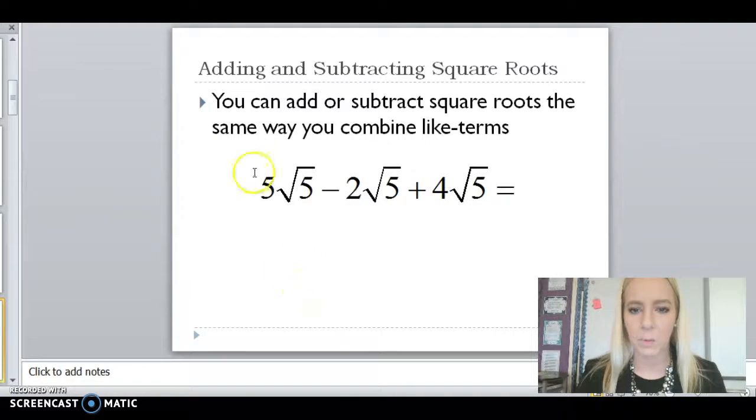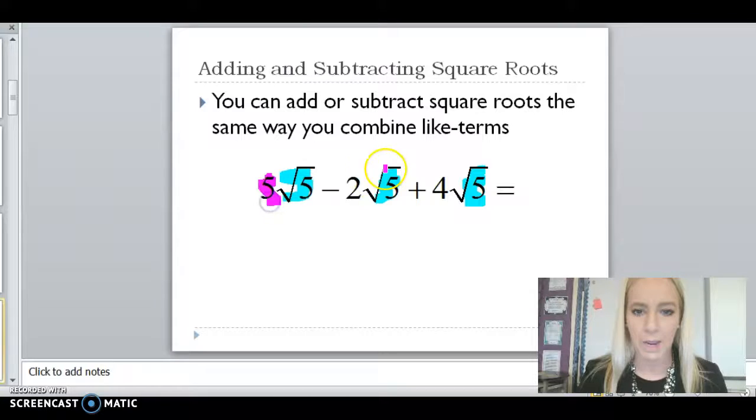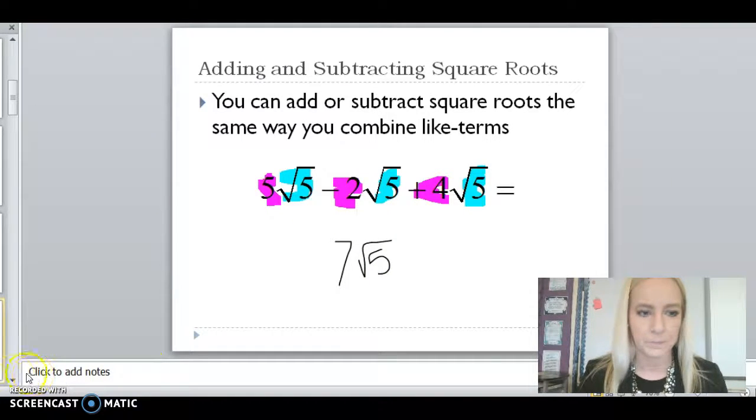Sometimes you can have more than one term. So in this case, we have 3 terms that are square root of 5, and they are all like terms because they all have the square root of 5. So I'm going to do 5 minus 2, which is 3. 3 plus 4 is 7 square root of 5. And you can use a calculator for this computation.